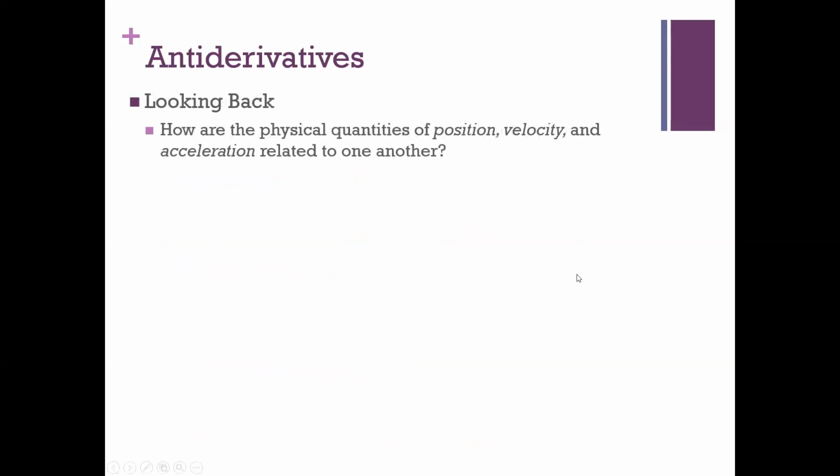All right. So looking back, how are the physical quantities of position, velocity, and acceleration related to one another? We've done these in the past. We've dealt with all three. So let's just pick any two of them. Position and velocity. How is position related to velocity? Velocity is the rate of change of position. So velocity is the instantaneous rate of change of what? Position. Which is true by definition.